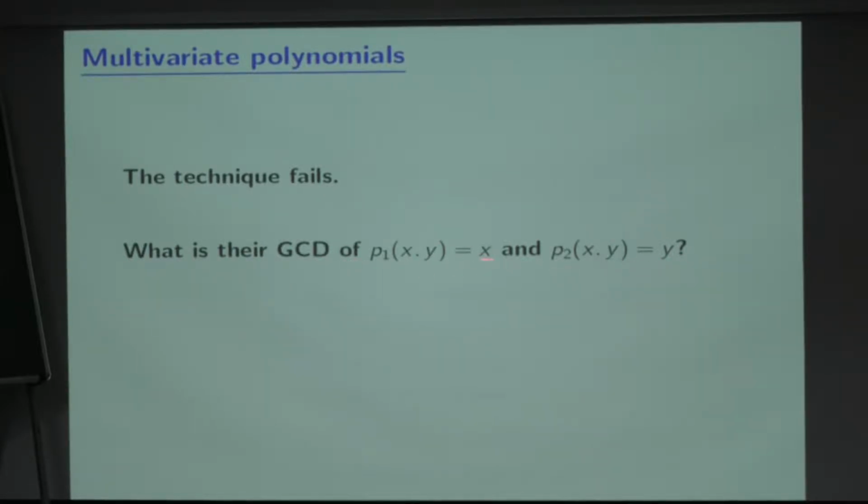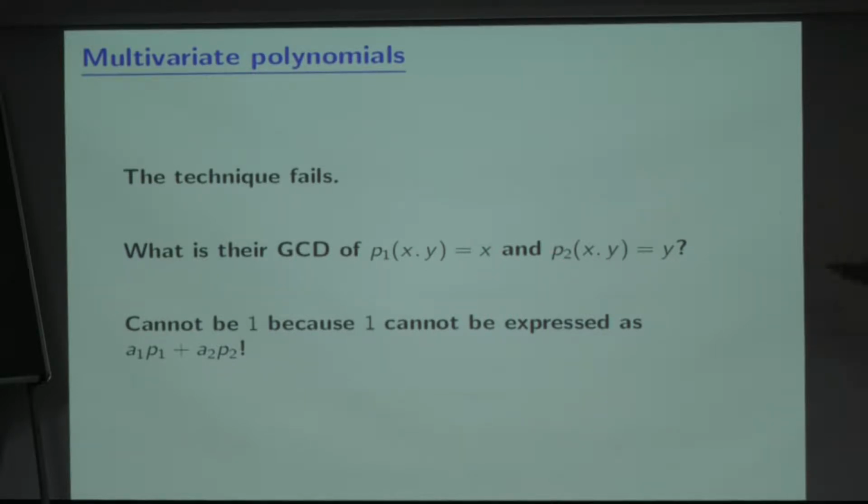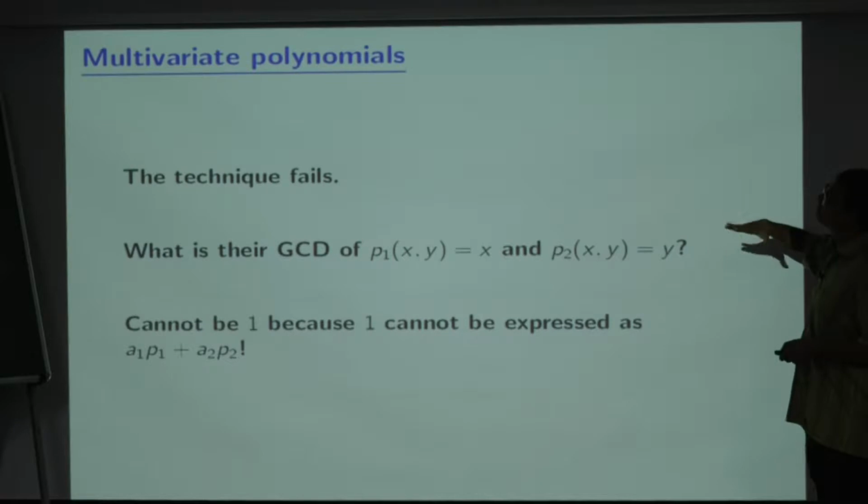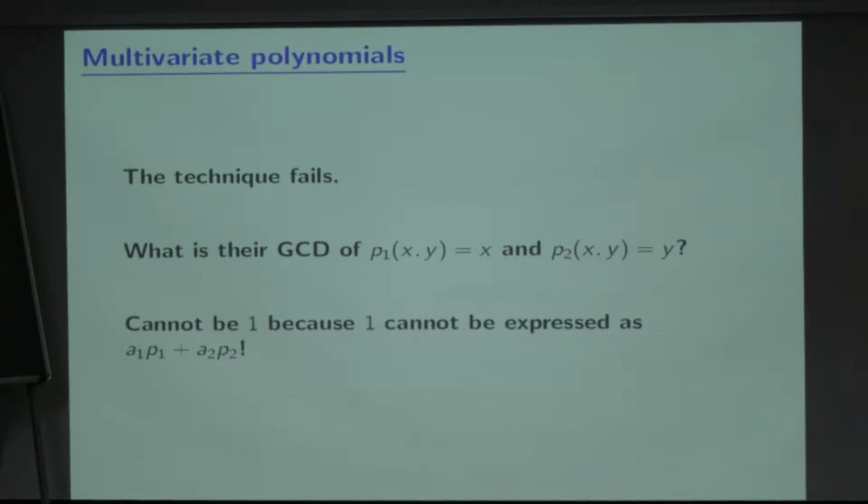This polynomial is just x and this polynomial is just y. What is the thing that divides both x and y? They are variables, only constant terms, nothing else. So you might be tempted to say it has to be 1, but it cannot be 1 because 1 itself cannot be expressed as a linear combination of x and y. So there is no GCD at all of these two polynomials, and there are so many multivariate polynomials for which you cannot even define GCD. So that prescription of checking whether something can be expressed as a linear combination unfortunately falls flat.